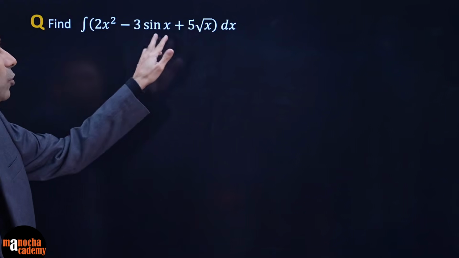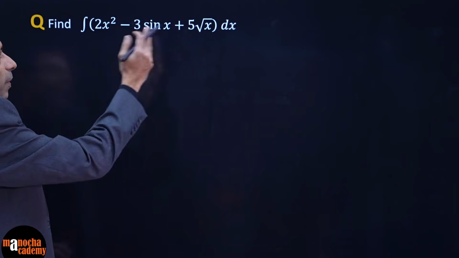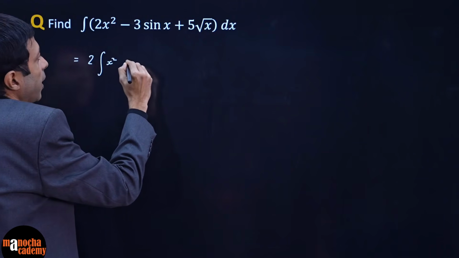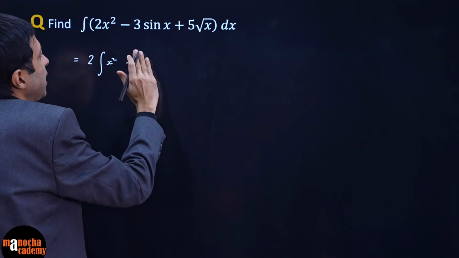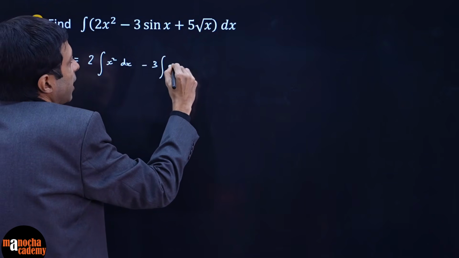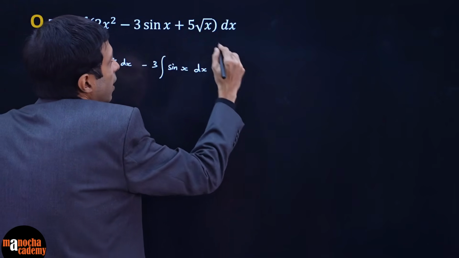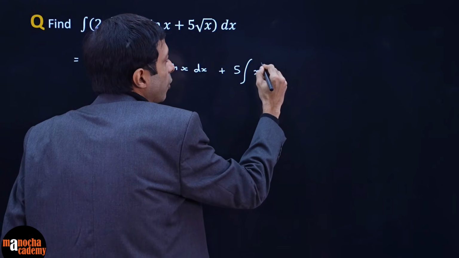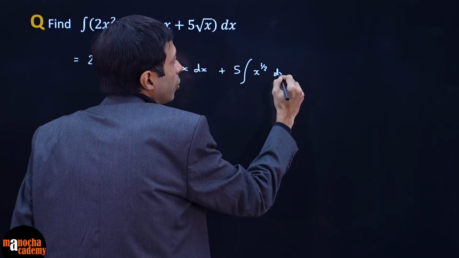So you got 3 parts to it, right? See if you can apply 3 formulas. So this will be what? 2 integration x square dx, minus 3 integration sine x dx, plus 5, and all these square root, guys, write it to the correct power so it becomes easy for you to apply the formula. X to the power half dx. Now you can finish it for me.